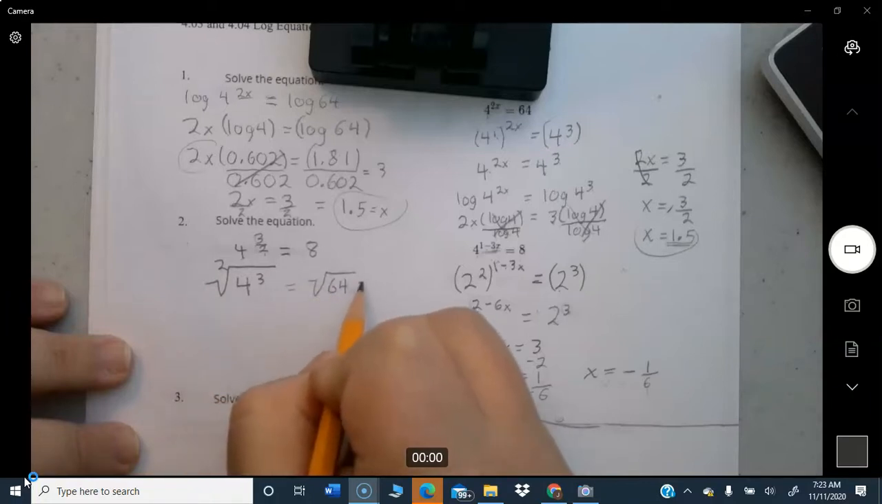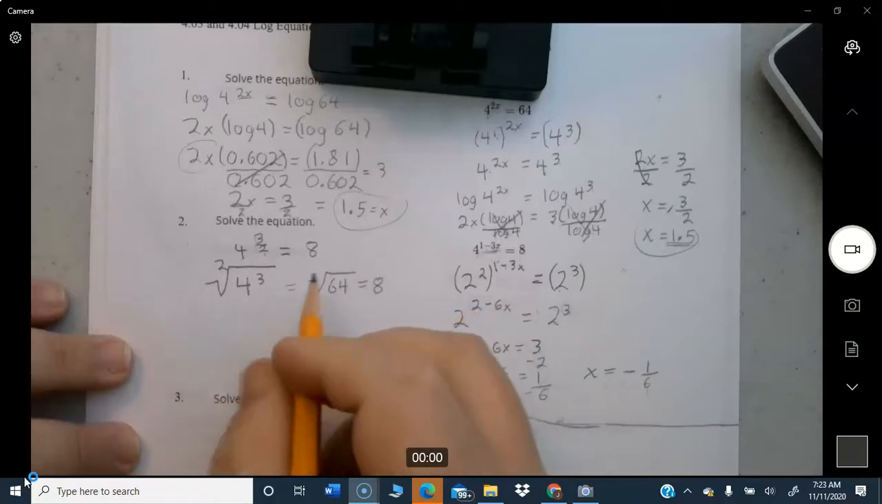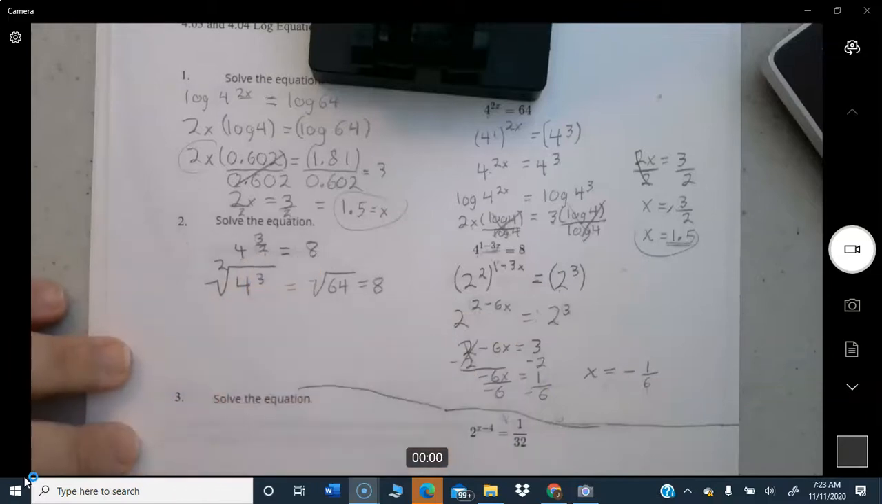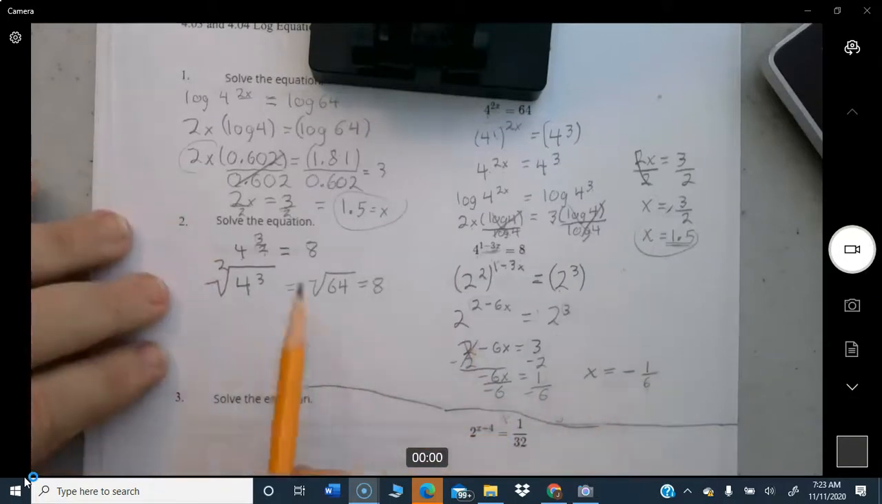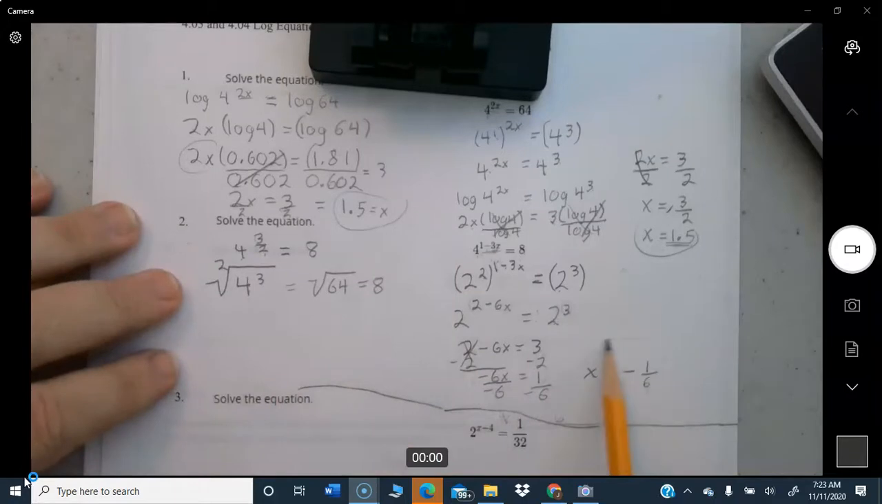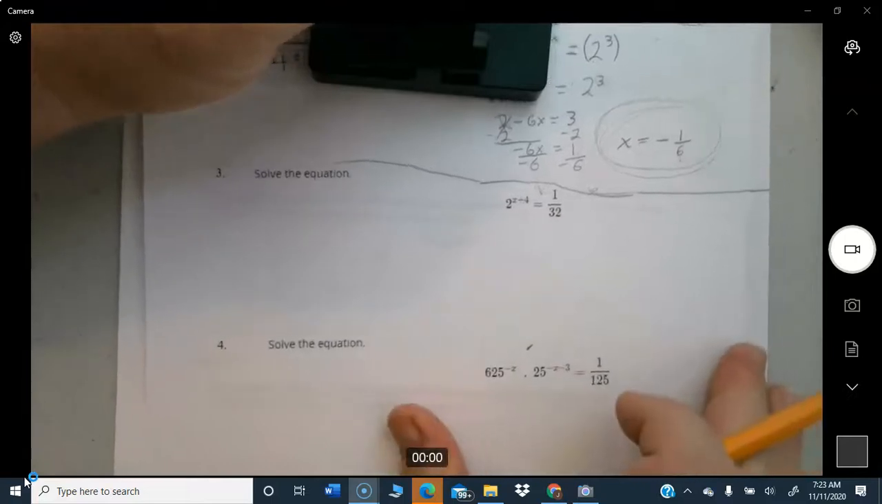And the square root of 64 equals 8. So 4 to the 3/2 power equals 8. We'll practice some of those problems on Friday. Okay? Anyway, the final answer, this was just checking the work by plugging this number back in. But this is the final answer right there. Okay, the rest of them we're going to do using the common base as well.